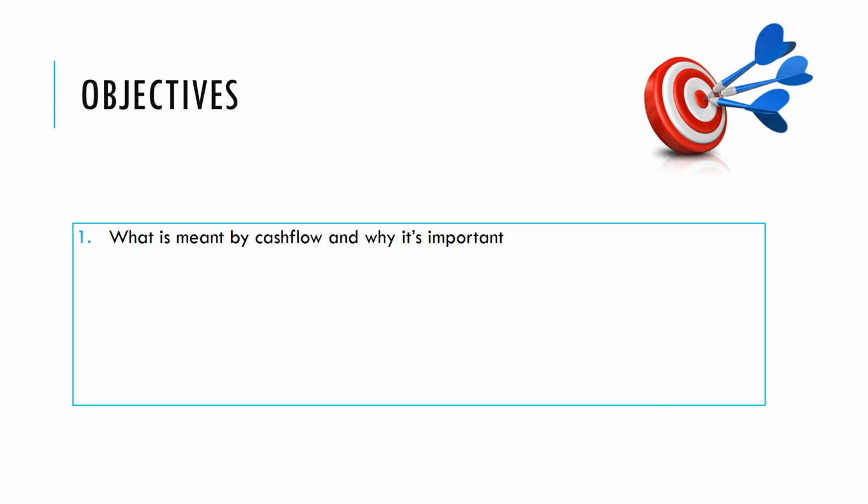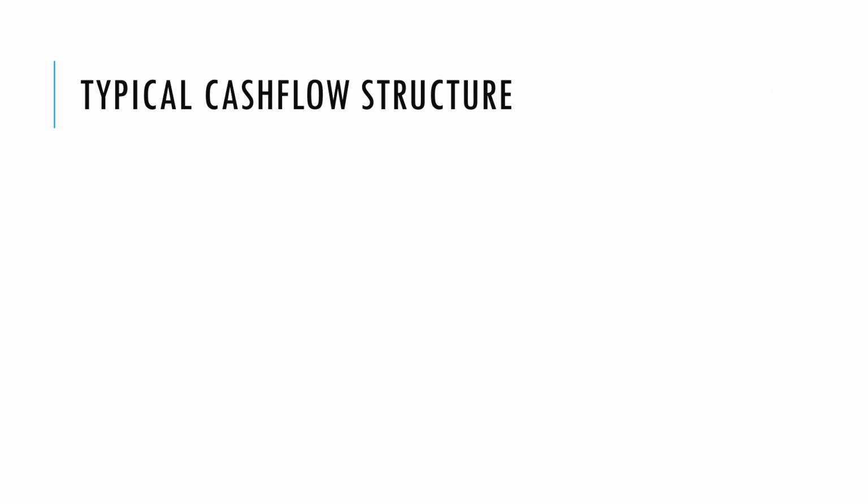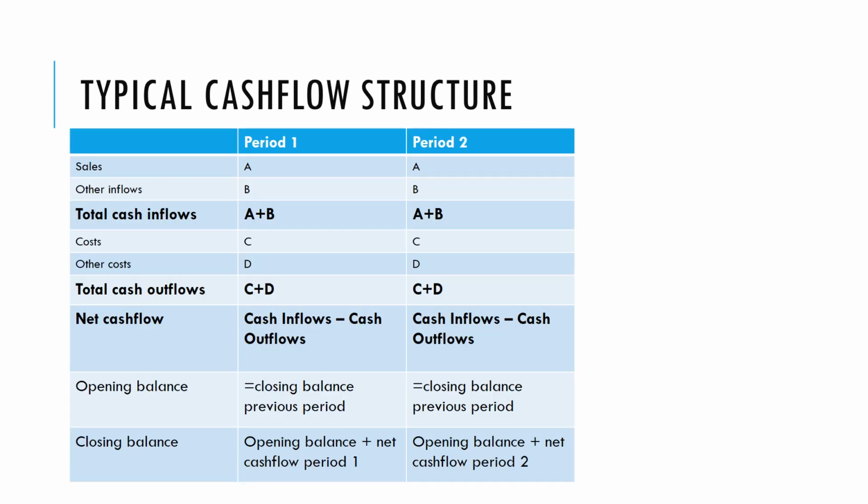So, we've looked at what is meant by cash flow and why it's important. We're now going to look at what is meant by cash flow forecasts, how and why businesses do it. So typically, businesses will record their cash flow in a certain structure. So if we have a look at this diagram here, we've got cash inflows first, sales and other inflows, A and B, and if you add all the inflows together, you get the total cash inflows. Then the business would normally list all its outflows, so costs perhaps and anything else that's a cash outflow, add them all together and you'd get the total cash outflows, C plus D.